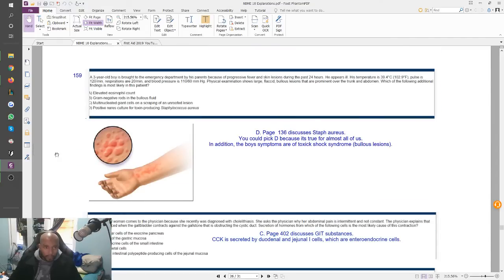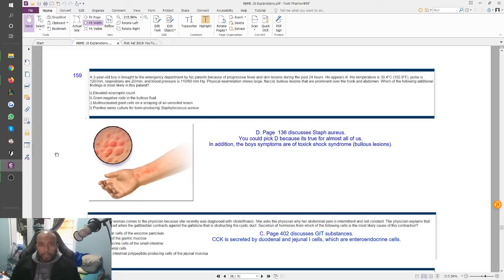159, a 3-year-old boy is brought to the emergency department by his parents because of progressive fever and skin lesions during the past 24 hours. He appears ill. His temperature is 39.4, pulse is 120 per minute, respiration is 20 per minute, and blood pressure is 110/60. Physical exam shows large flaccid bullous lesions that are prominent over the trunk and abdomen. Which of the following additional findings is most likely in this patient?